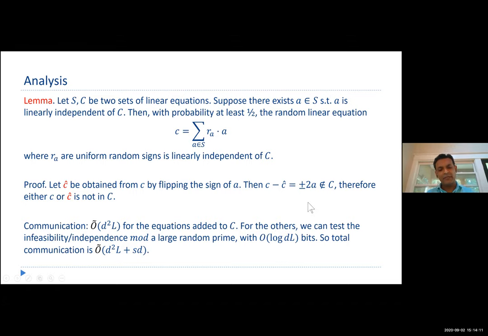For the others, well, the point is that you don't need to actually send the original equation to test whether it's in the span and whether it's infeasible. What you can do is send all the coefficients modulo a large random prime, of size polynomial in d and l, and this with large probability will pass the test if and only if the original equation passes the test, simply because the number of primes between one and a large enough polynomial in d and l is larger than the number of factors of whatever is the final solution. So that's how you save the time for the equations that are not linearly independent.